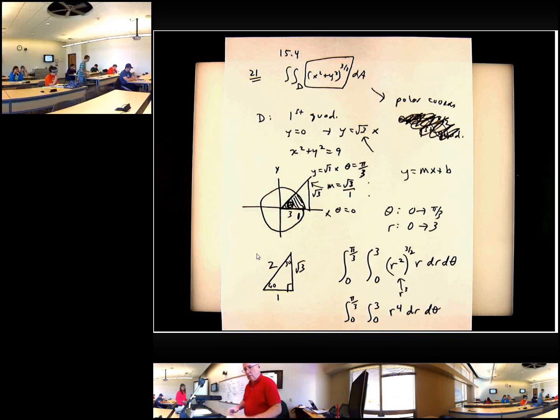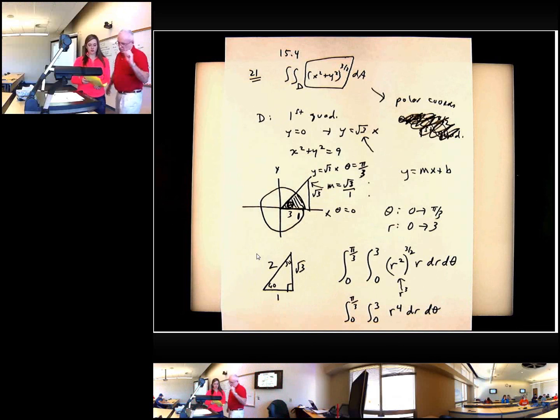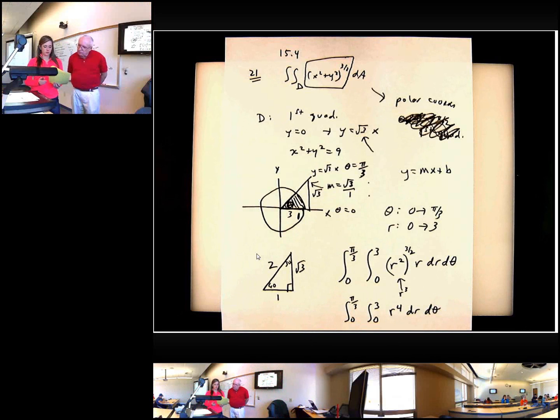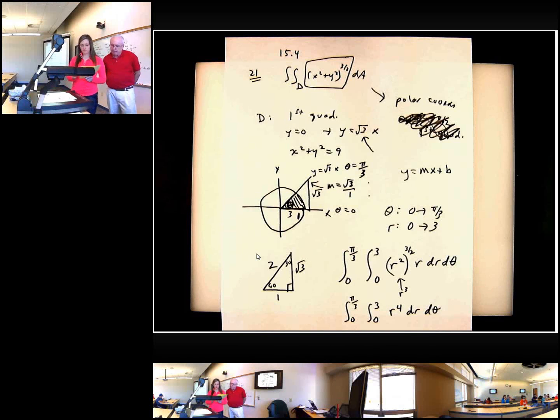When you raise a power to a power, is it multiply or add? Multiply. When you raise a power to a power, you multiply the exponent. So this is just why it's there.